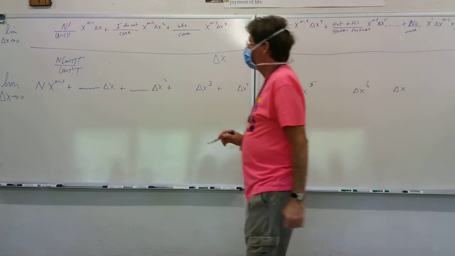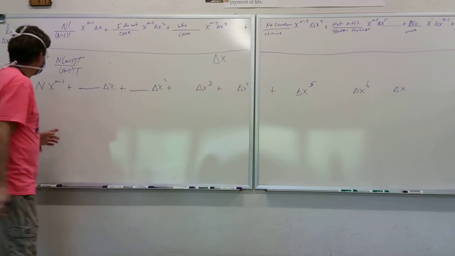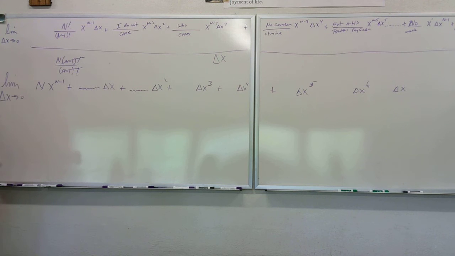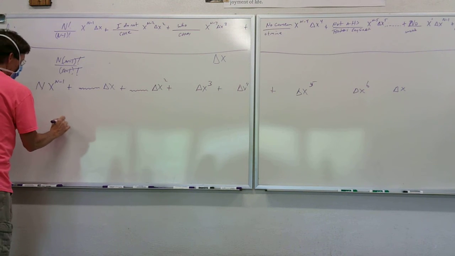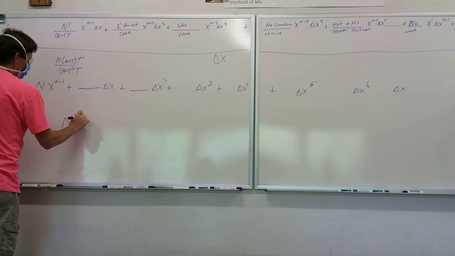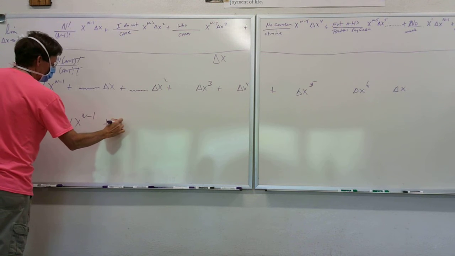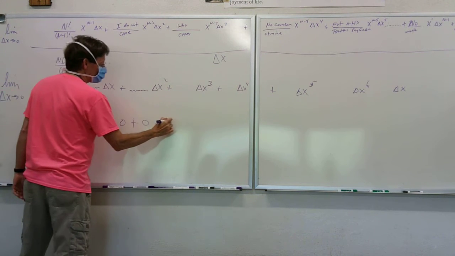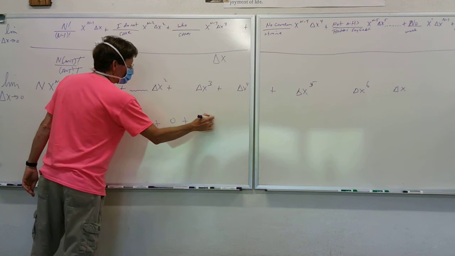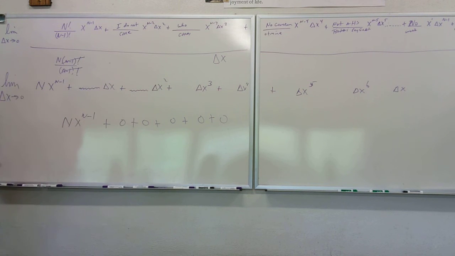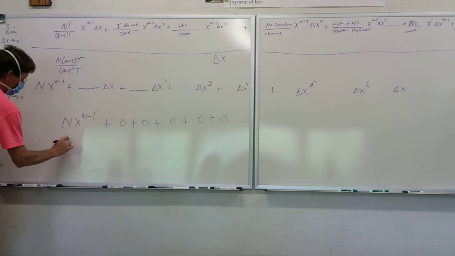When I have divided out the delta x's, then I can make delta x equal 0, can't I? What's the only one that doesn't have a delta x in it? Right? So you get n x to the n minus 1 plus a bunch of zeros. And there, folks, is what f prime of x equals.